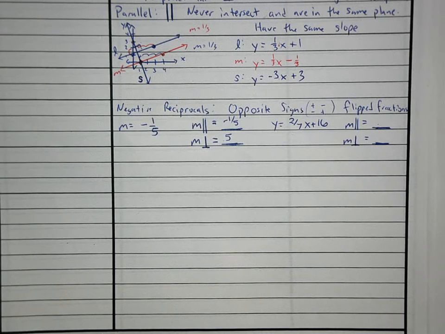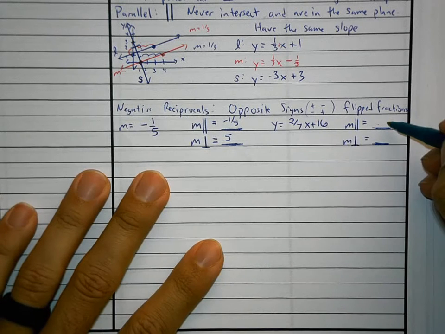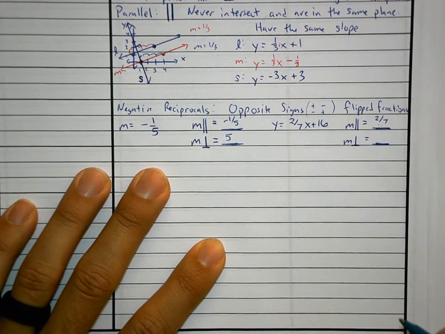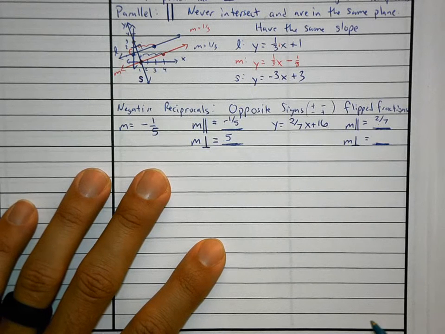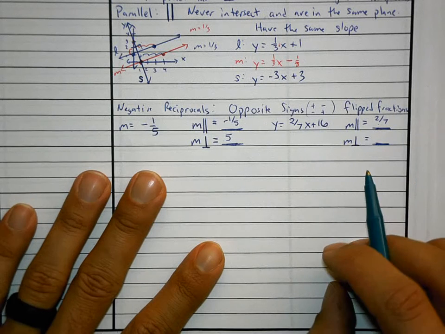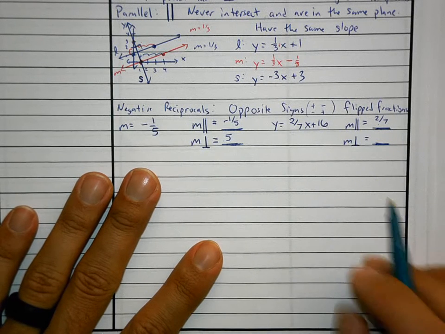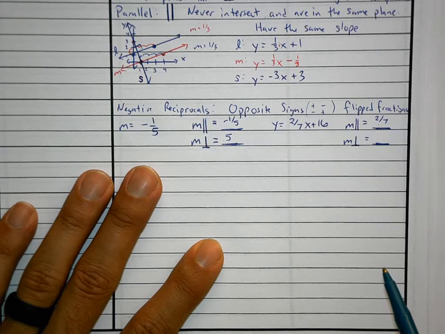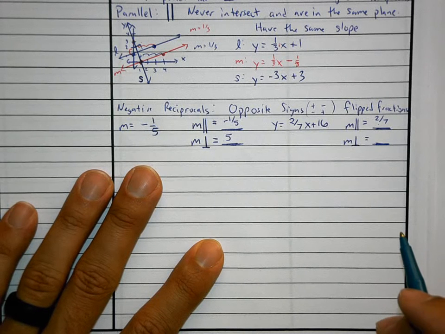Eric, what do you think? What did you get for parallel? 2/7. How many of you agree with Eric and think it's 2/7? Raise your hand. Oh my goodness, that's just about everybody. That's much better. I like the second round. This is good. Perpendicular. Let's see. Miss Mendenhall, what did you get for the perpendicular slope? I put 16. How many of you put 16? That is incorrect.